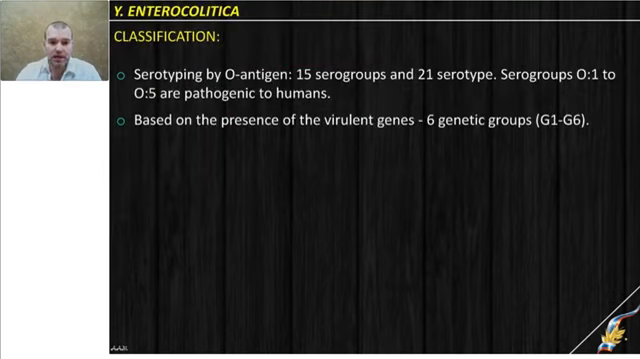So Yersinia enterocolitica as well is classified according to the structure of O antigen into 15 serogroups and 21 serotypes. And according to recent genetic studies, it was classified into 6 genetic groups, named group 1 to group 6. It's again not really important in medical practice because all diseases, no matter the structure, are the same.